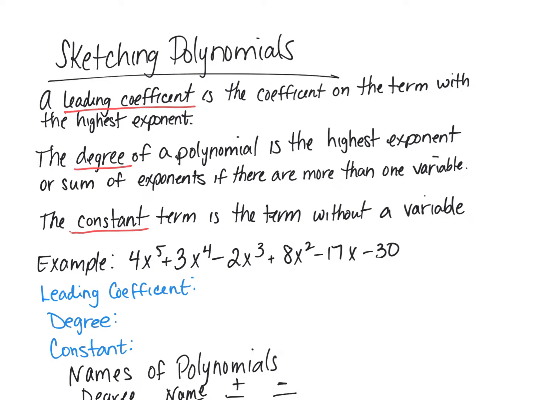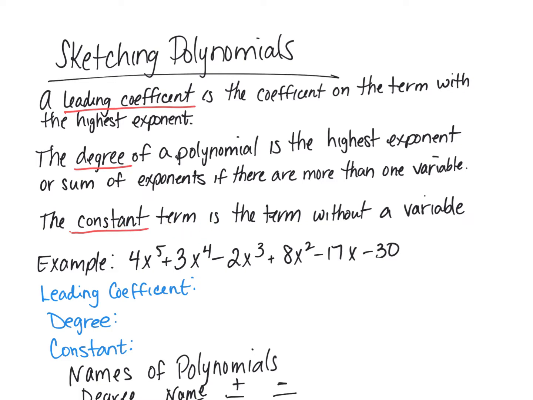So the leading coefficient is the coefficient on the term that has the highest exponent. Okay, the degree of a polynomial is the highest exponent. If there's more than one variable, like x and y, then we add the exponents to get the degree. That's not used that often, but it's one of those easy things that if you remember, oh, degree is highest exponent, add them if there's more than one within one term, it could help you on standardized tests. And the constant term is the term without the variable.